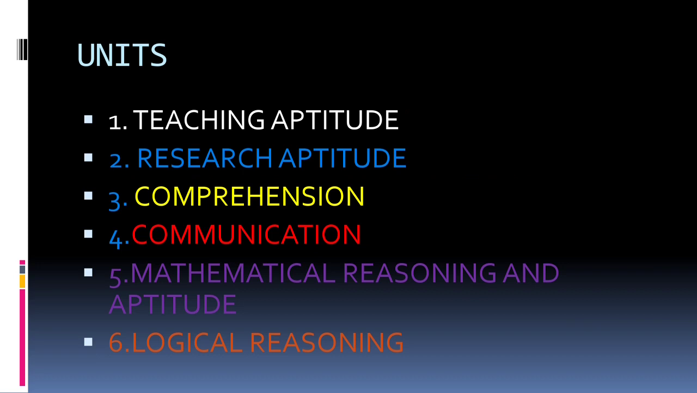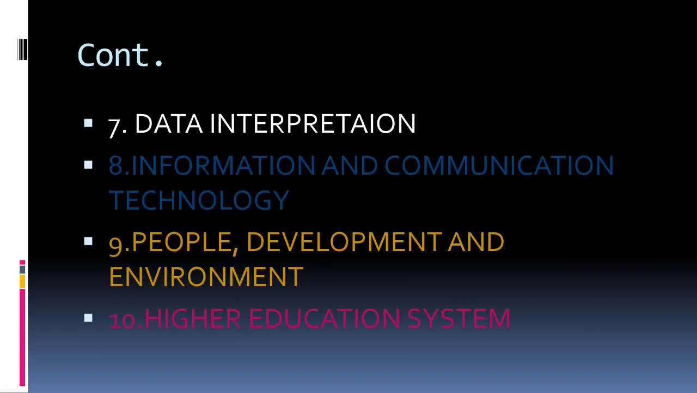Now let's quickly go through the names of the units. Unit 1, Teaching Aptitude. Unit 2, Research Aptitude. Unit 3, Comprehension. Unit 4, Communication. Unit 5, Mathematical Reasoning and Aptitude. Unit 6, Logical Reasoning. Unit 7, Data Interpretation. Unit 8, Information and Communication Technology. Unit 9, People, Development and Environment. And Unit 10, Higher Education System.